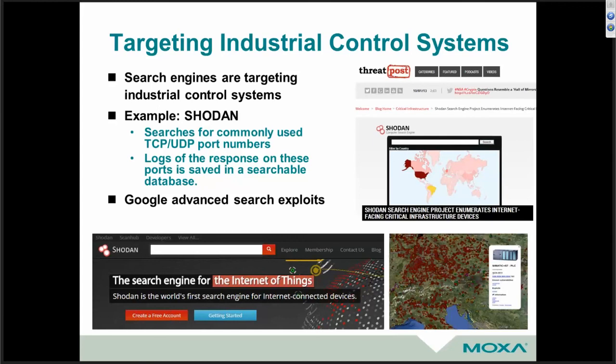But you don't really need SHODAN to do this. You could just use Google and their advanced search techniques to create an exploit to find control system devices out there on the network. And we've seen this recently in the news with recent cyber incidents that were reported.